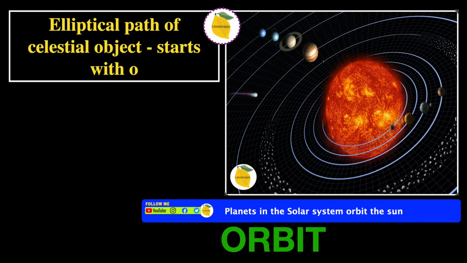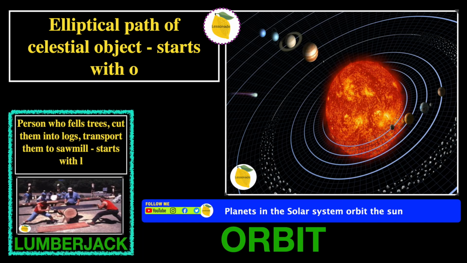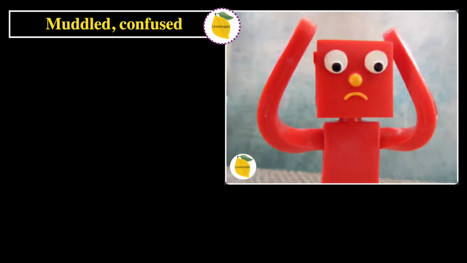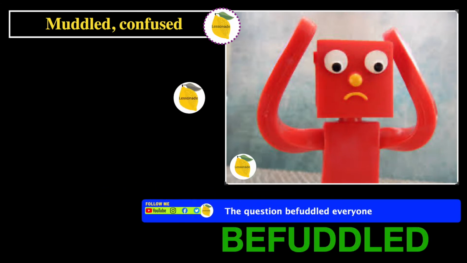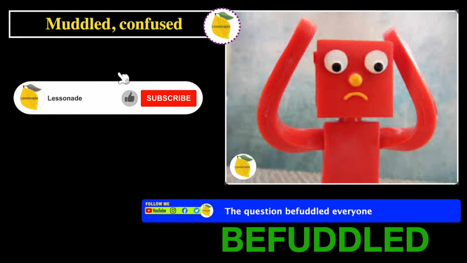Now, before we go into the next one, let's try to recall the previous slide, and the previous slide is lumberjack. Let's go on to the next one. Muddled or confused. In this picture, we can see a person who's very muddled or confused. So this means the word will be befuddled, and the sentence is the question befuddled everyone.